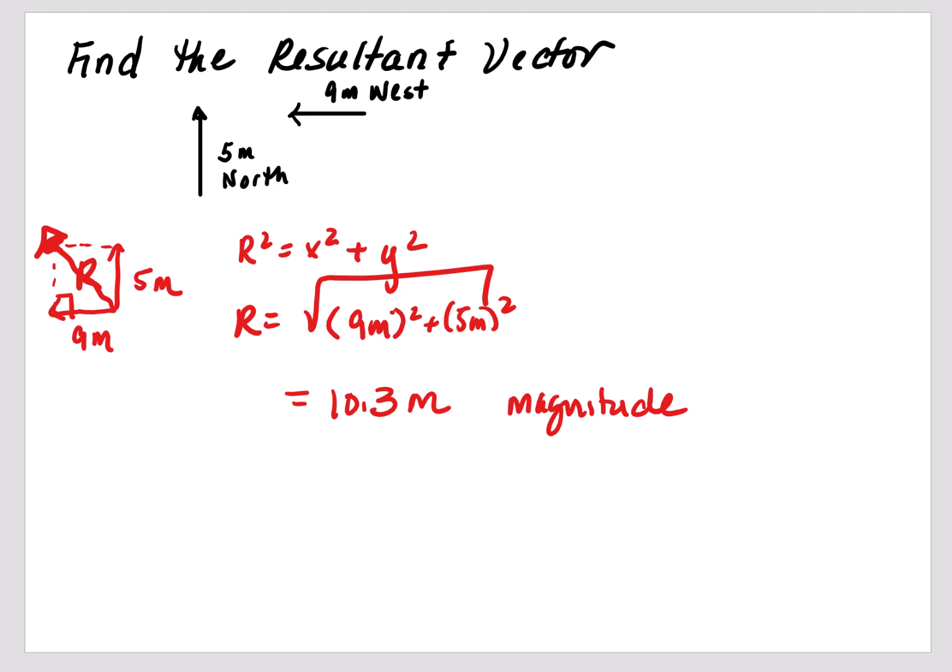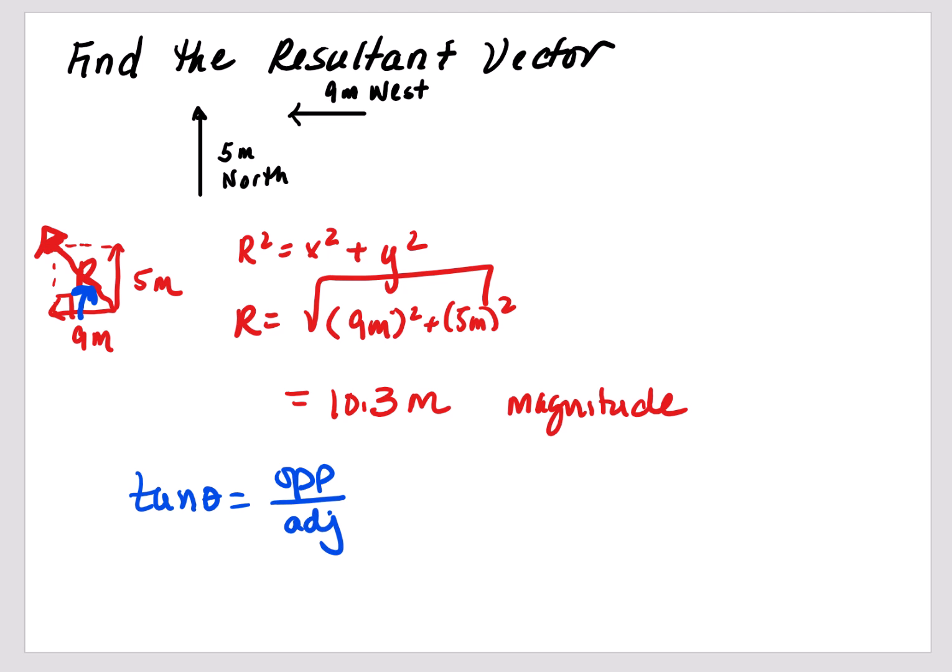In general, we measure from the east or the west. You could also measure from the south or the north, but in general, we go from east to west. Since this vector is going to the west, I'm going to start from the west and go to the north. So this is the angle I'm going to look for using tangent theta. Tangent theta, remember, is opposite over adjacent.